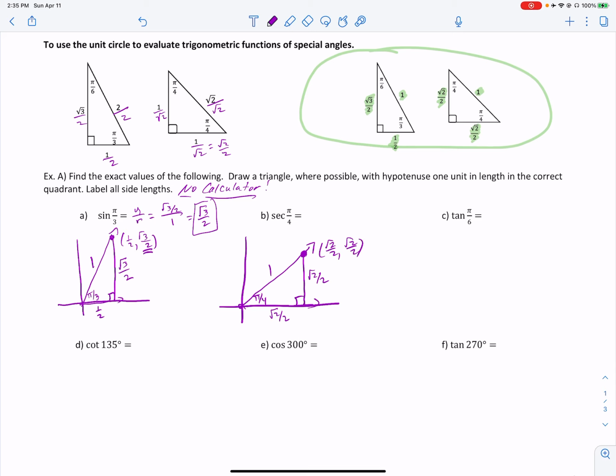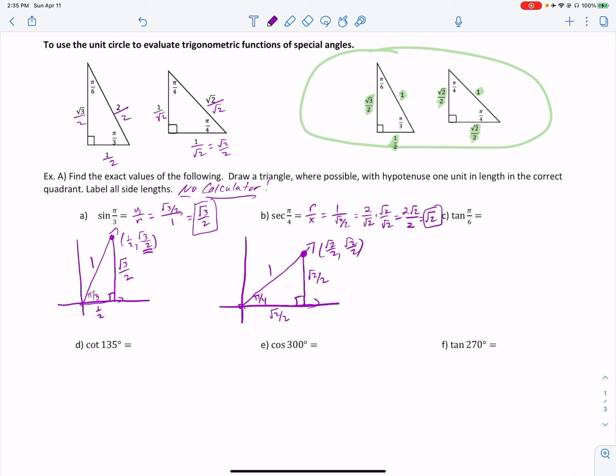And the secant is the reciprocal of cosine, so that is r/x. The r is 1, and the x value is this √2/2. Well, if I take 1 and divide it by √2/2, you get the reciprocal. You get 2/√2, and then rationalize. You get 2√2/2, which simplifies to just √2.